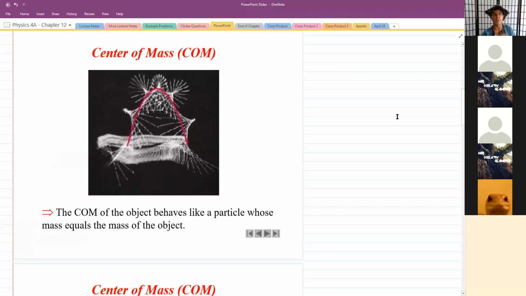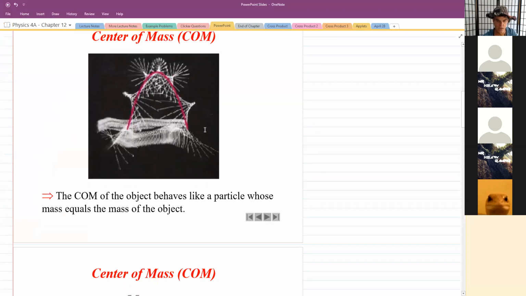So the center of mass basically behaves like a particle whose mass is equal to the entire mass of the object. This is a little hard to see, but this is a baton which was thrown in the air. And this red line shows you the position of the center of mass of the baton. This position would be exactly the same as if I threw a ball that had the exact mass of this baton. But in addition to the center of mass moving, it's also going to be rotating at the same time.